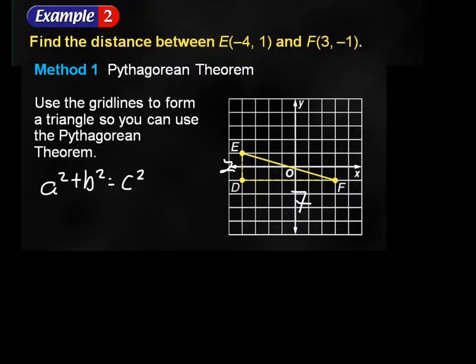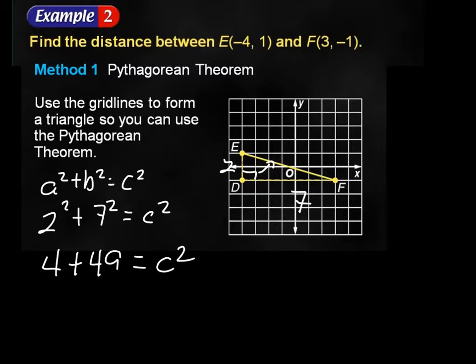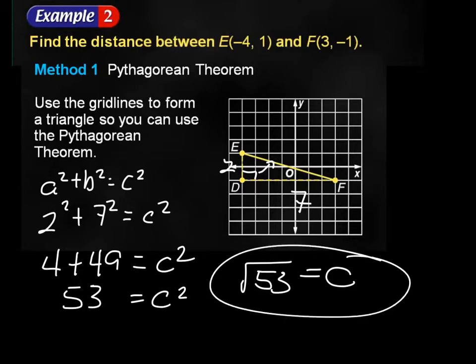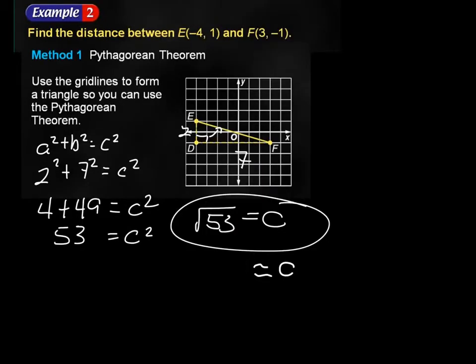So we're looking for the hypotenuse, the side opposite the right angle. So 2 squared plus 7 squared equals c squared. 4 plus 49. So we have c squared equals 53. So that means c is going to have to be the square root of 53. So using a calculator, the square root of 53 is approximately 7.28 if we round to the nearest hundredth.